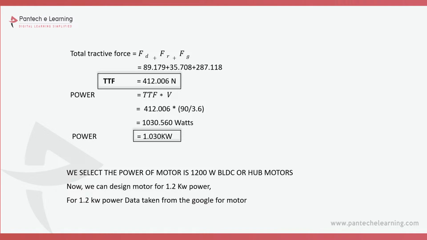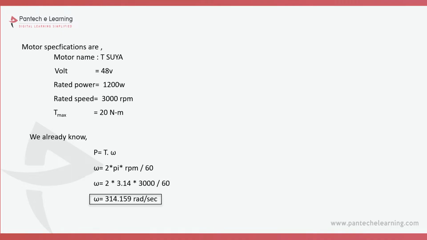Okay, so there is no doubt, right? Next we have to select the motor power. We select a 1200 watt BLDC motor. For the 1.2 kilowatt motor, we have to choose the data. What data are required from the motor side, I will show in the next slide.